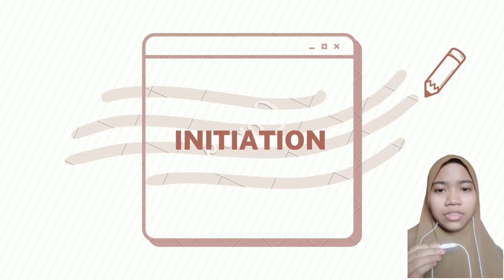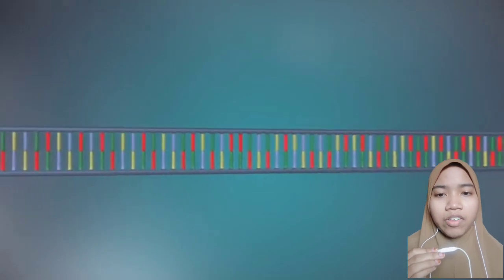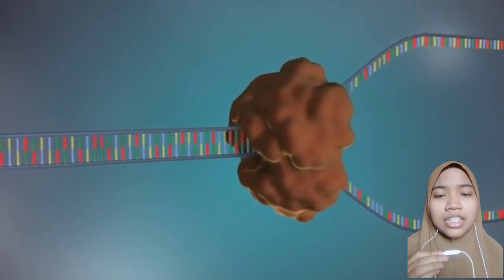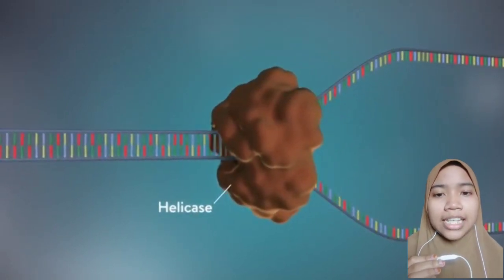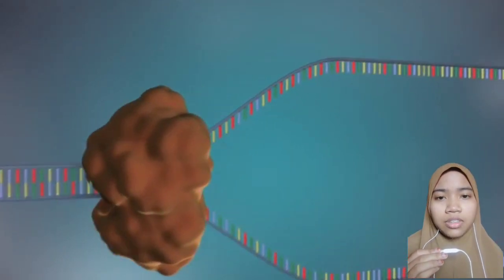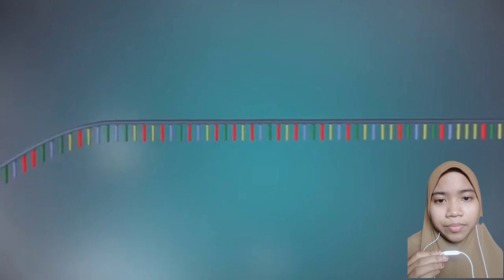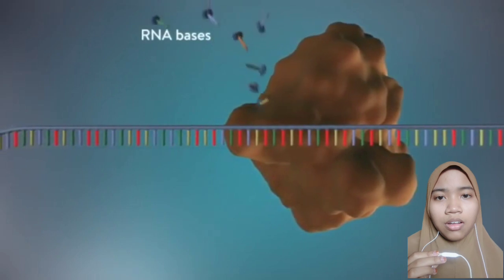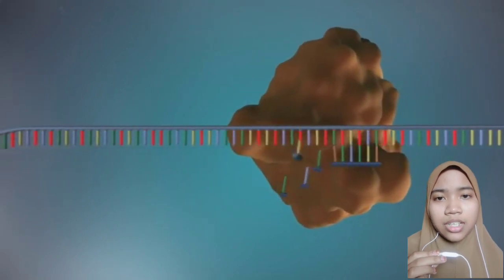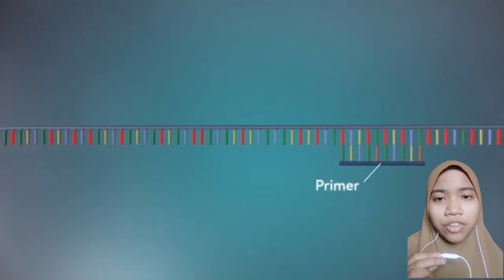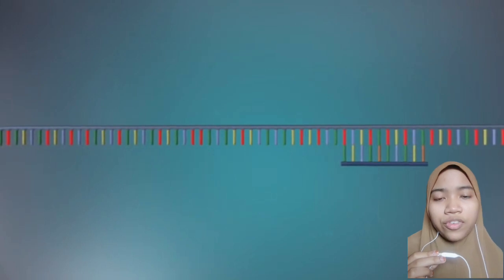For the initiation, the first step in DNA replication is to separate the 2 strands. This unzipping is done by an enzyme called helicase and results in the formation of a replication fork. The separated strands each provide a template for creating a new strand of DNA. An enzyme called primase starts the process. This enzyme makes a small piece of RNA called a primer. This marks the starting point for the construction of the new strand of DNA.